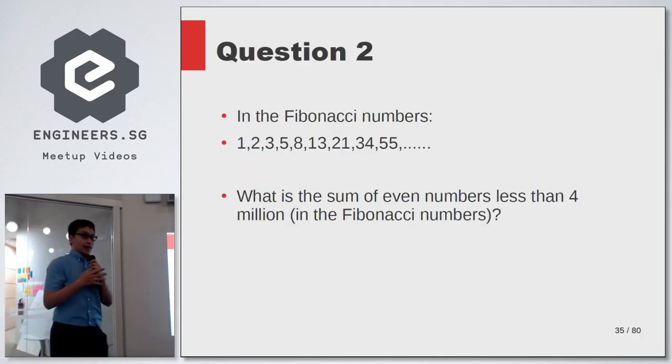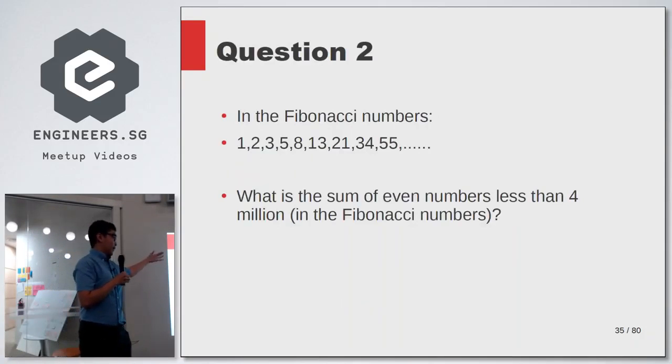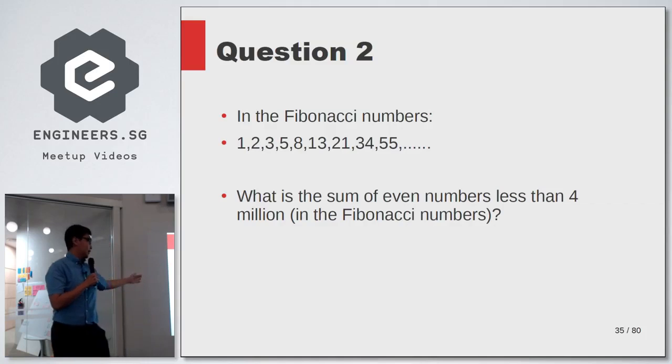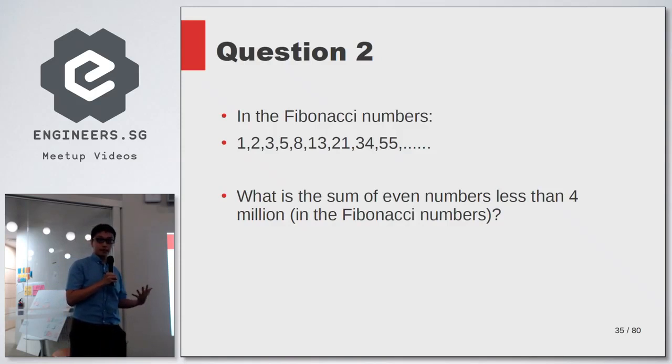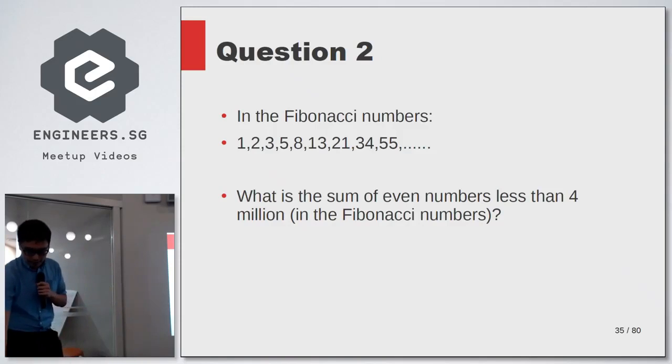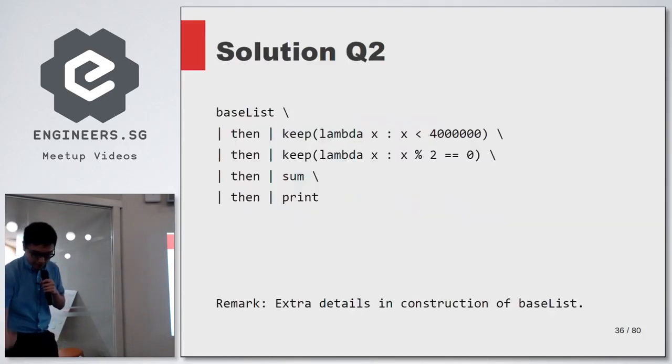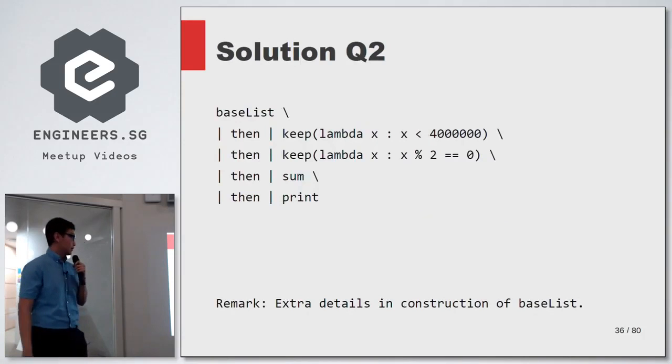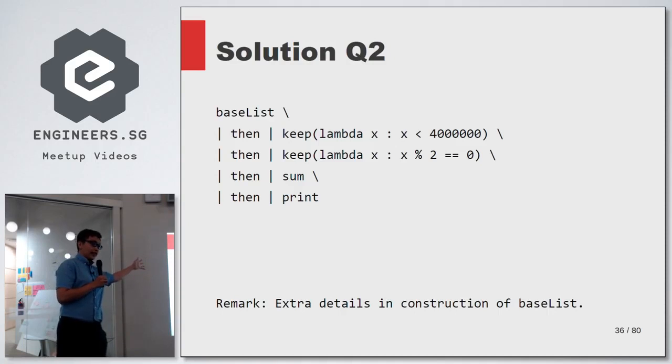So for example, question number 2: in this list of Fibonacci numbers, what is the sum of the even numbers less than 4 million in this list of numbers? You have a list of numbers. What is the sum of the even numbers less than 4 million? My solution, again, you can do it in pandas, you can do it in list comprehension. My solution would look like this. You need to do some construction of the original list first, and then afterwards you can just do this step-by-step process.